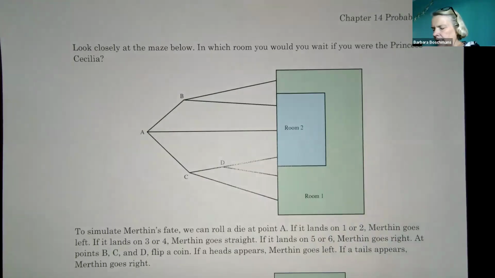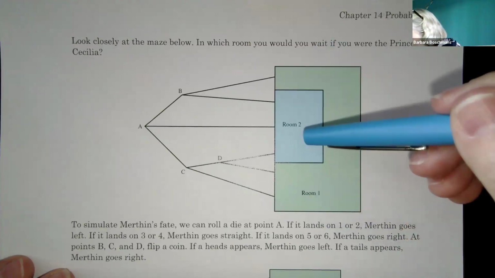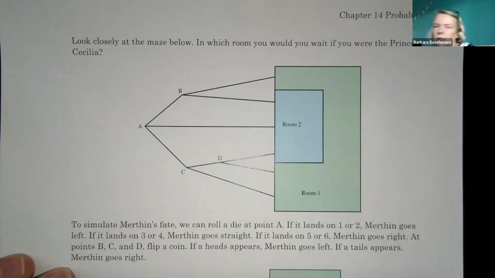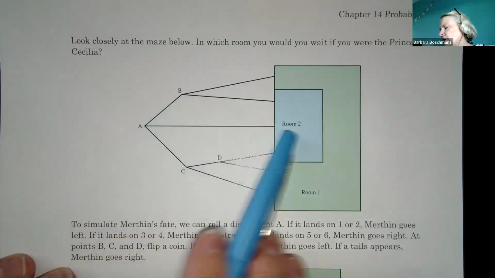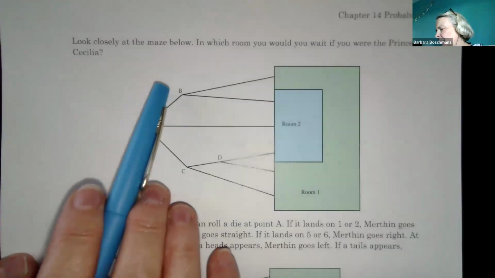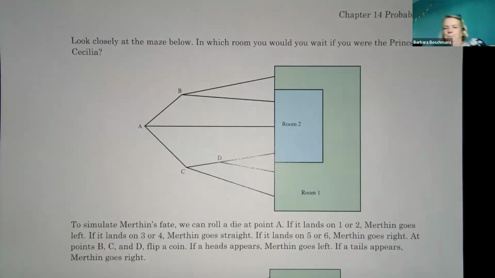Study this map a little bit and figure out: Princess Cecilia gets to choose which room she goes and waits in, and the other room will have the wolves. So would you wait in the green room, which is room one, or the red room, which is room two? The maze starts at point A, so he has a choice of going left, straight, or right, and then at points B, C, and D, he can go left or right. Pick a room.